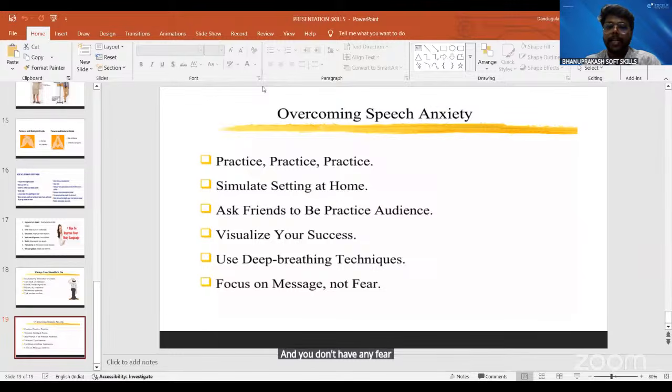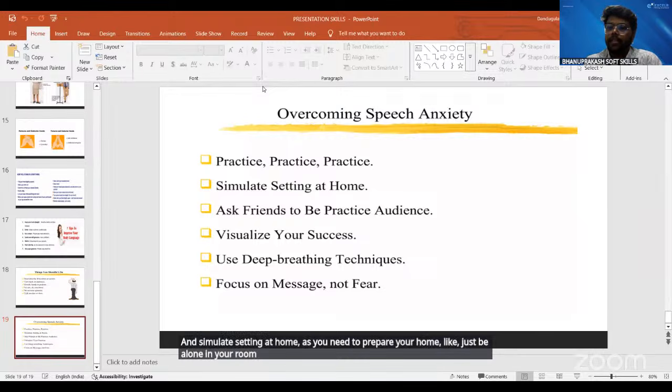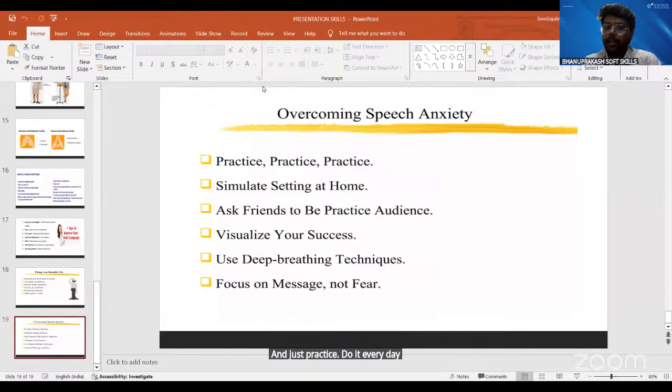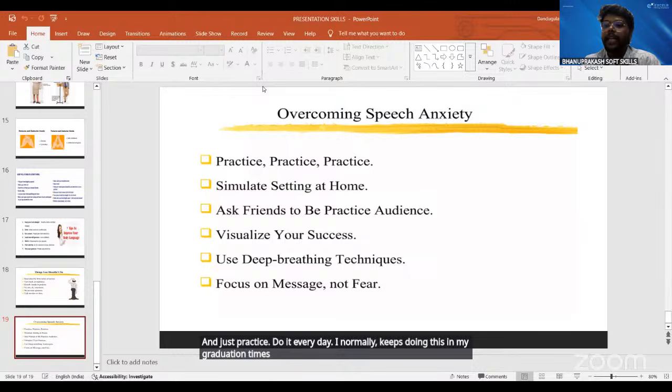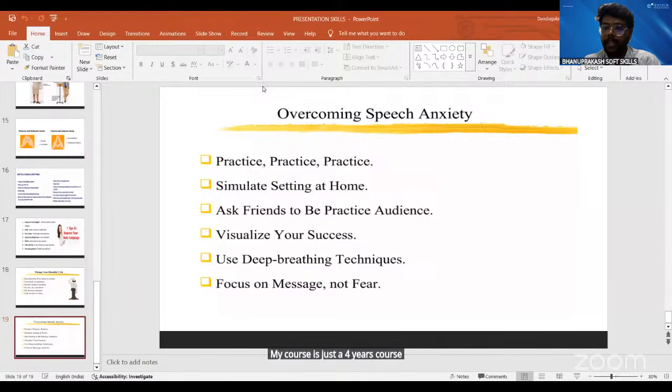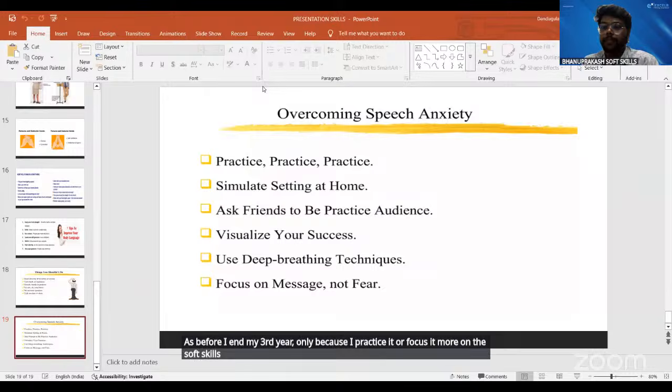And simulate the setting at home, as you need to prepare at home, like just be alone in your room and just practice. Do it every day. I normally kept doing this in my graduation times, as that really helped me in getting placement in my third year itself. My course is just a 4 year course, but I got placed in my third year itself, before I ended my third year, only because I practiced and focused more on the soft skills.